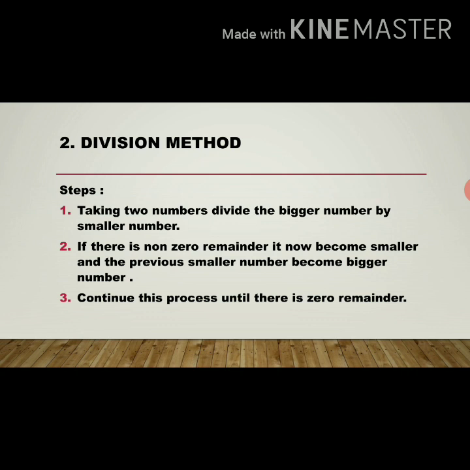The first step is to take two numbers and divide the bigger number by the smaller number. In the division method, some numbers are given, and we have to identify the smaller number and the bigger number. With the help of the smaller number, we divide the bigger number.